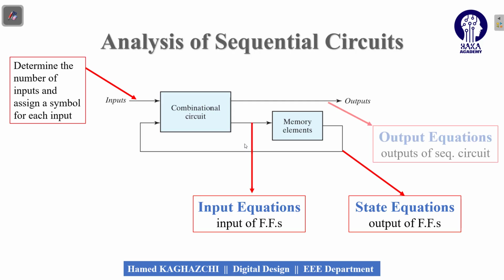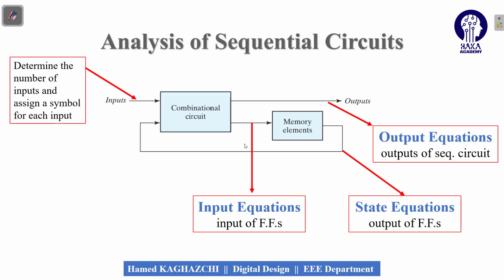Then after that, we have to find the output equations. What is the output equation? The output equation is the output of the sequential circuit. So you have to find the output of the sequential circuit and find the relevant equation. We call this the output equation.